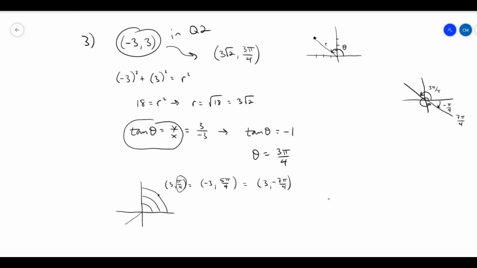So any multiple of 2 pi added to it gets you around to the exact same point. So how do we avoid this problem of having multiple representations of the same point?